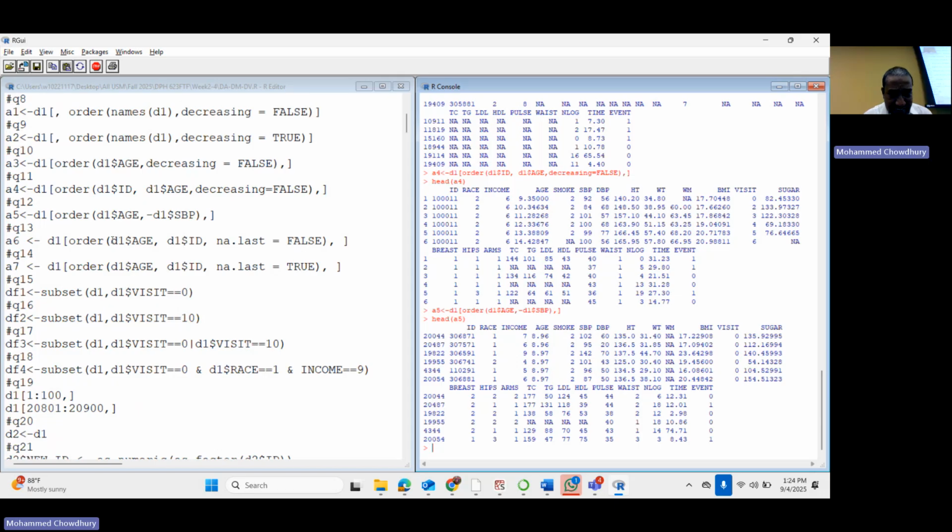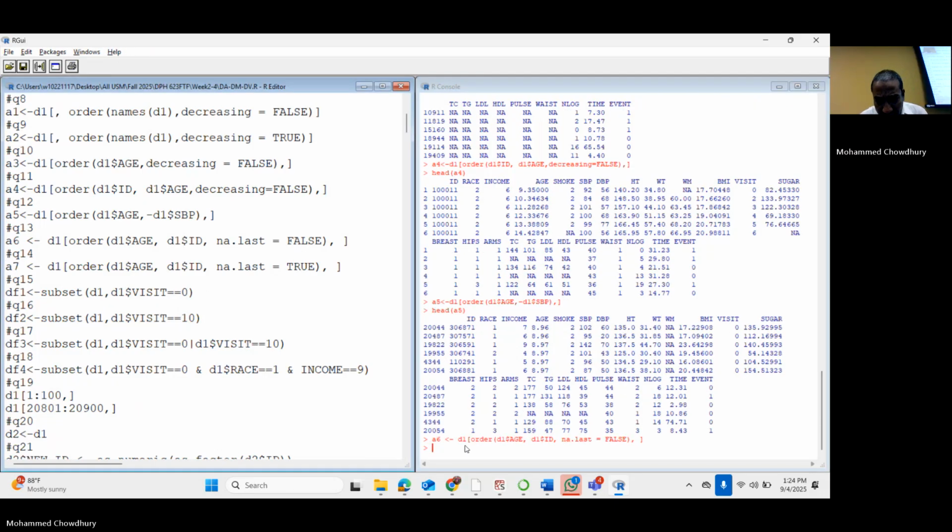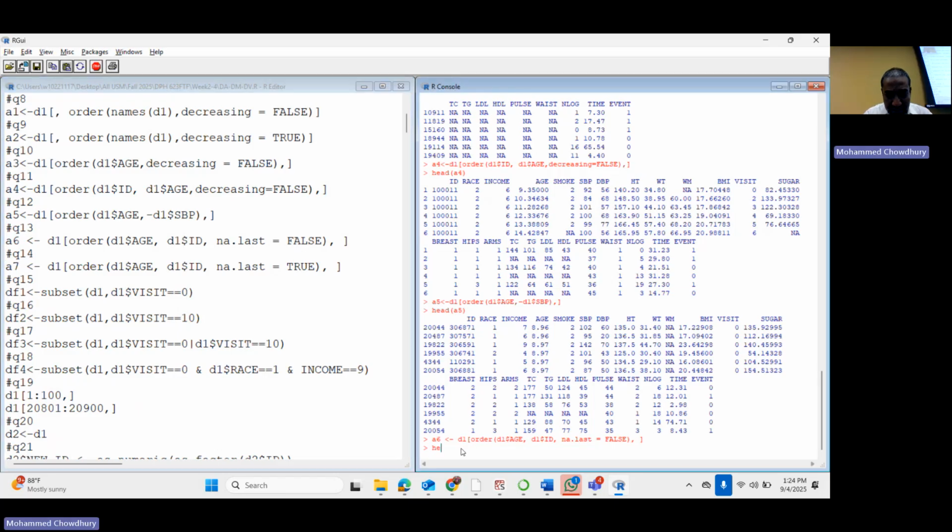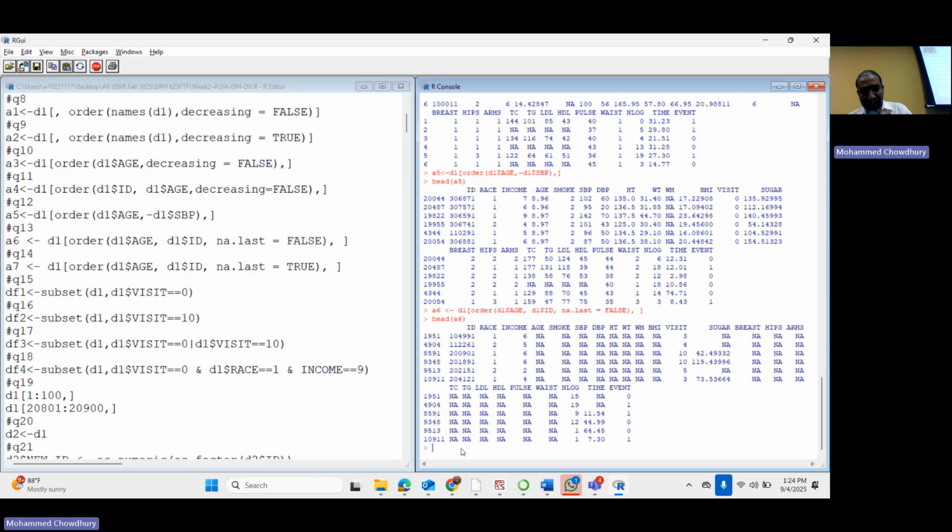So if I run question number 13 and then write head, you will see lots of NA now. Are you seeing? So that means na.last, what is that? I said FALSE. So all NAs will appear first. Are you seeing NA? Clear, right? Because I want to see all the missing values in the first rows.